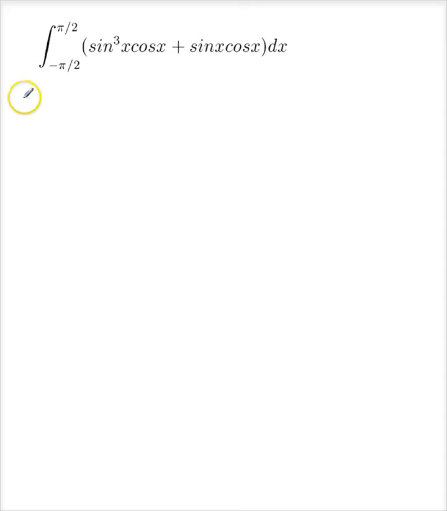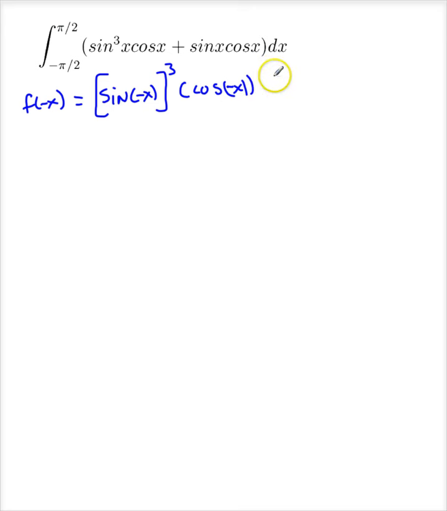Let me plug in negative x, f of negative x, and see what I get if this is my function. Well, this is going to be sine of negative x quantity cubed times cosine of negative x, plus sine of negative x cosine of negative x. So sine of negative x is negative sine of x. So this is going to be minus the sine of x cubed.